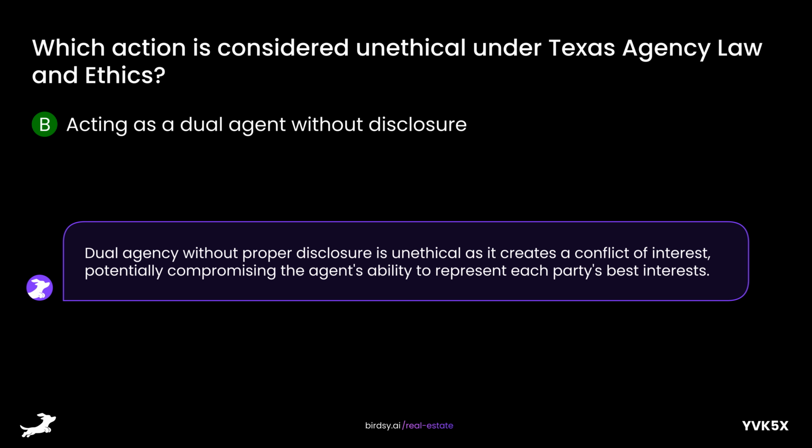Dual agency without proper disclosure is unethical as it creates a conflict of interest, potentially compromising the agent's ability to represent each party's best interests.